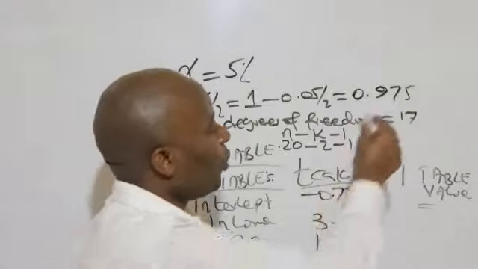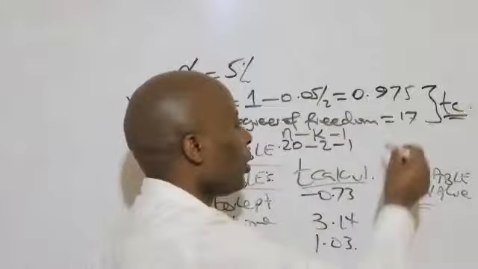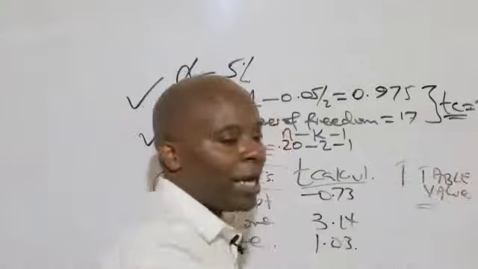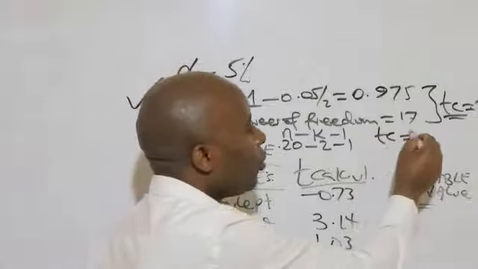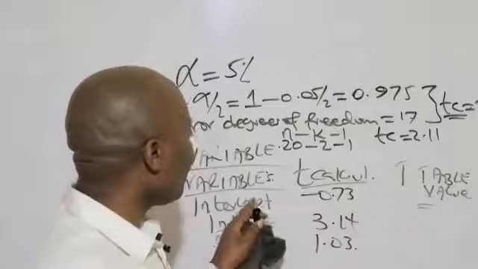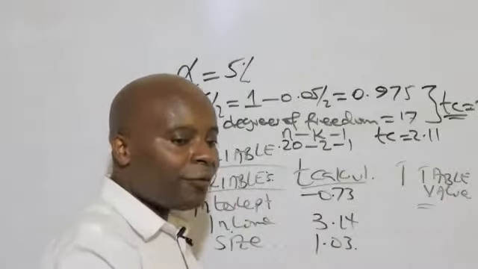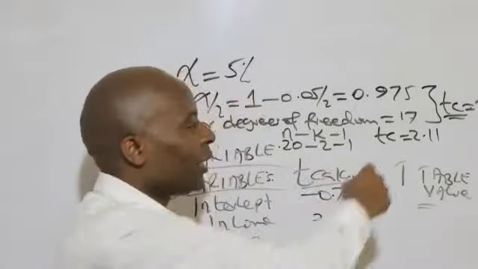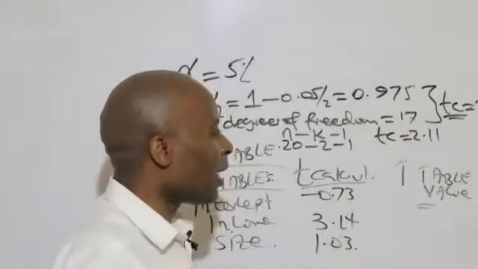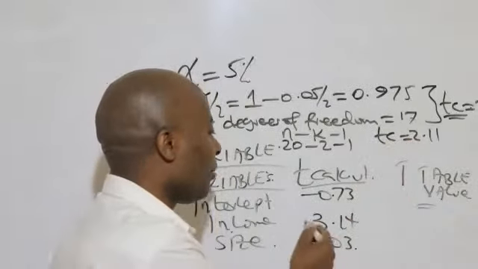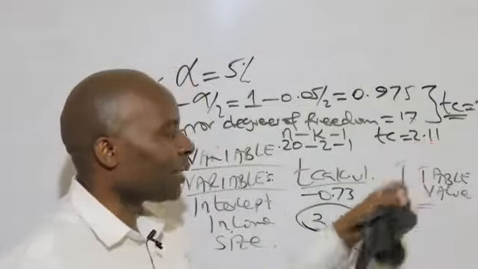So if you do it that way, you'll be able to give us what we call T critical, which is 2.11. And remember, ladies and gentlemen, if our T critical here is 2.11, our variables can only pass the test if they are significantly bigger than this 2.11. Anything that is bigger than this becomes significant. So you can see 3.14 is the only one which will be able to pass the test.